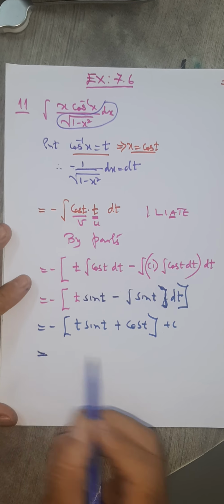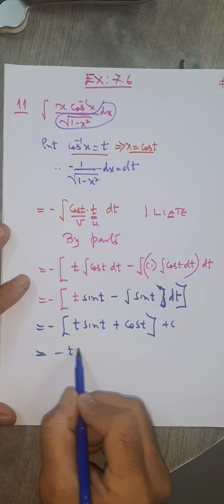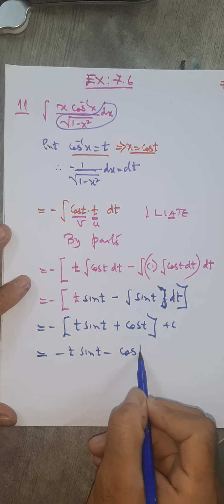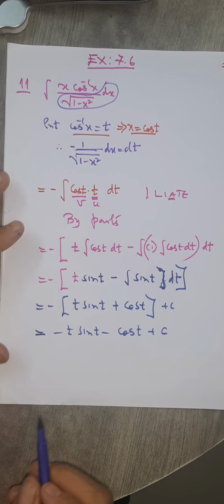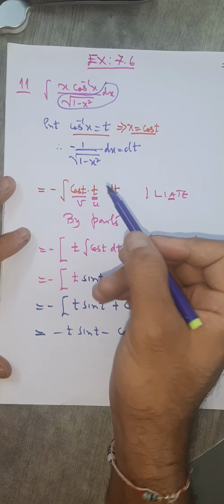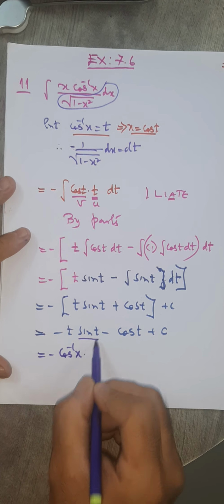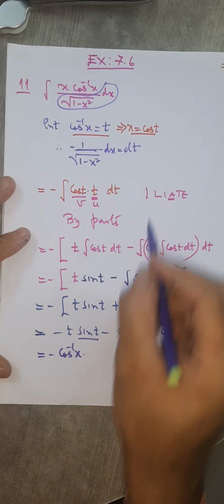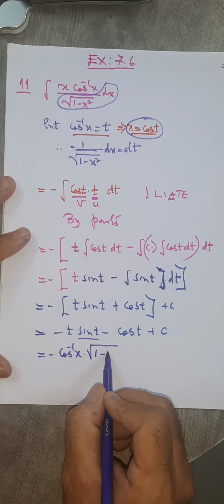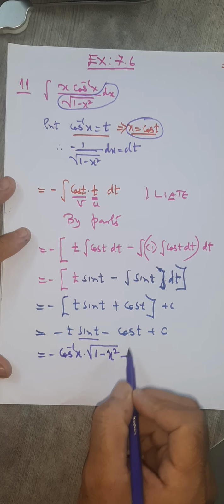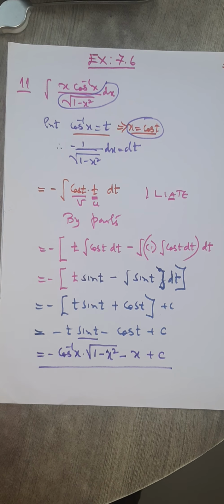So we get here, I'll take the minus sign inside. So minus t sin t minus cos t plus c. But your final answer should be reduced in terms of x. So here t is cos inverse x. So this is cos inverse x. What about sin t? You don't have sin t, but you have cos. So I'll write root of 1 minus cos squared. So it will be root of 1 minus x squared, minus, what is cos t, which is x, plus c. This is the required integral.